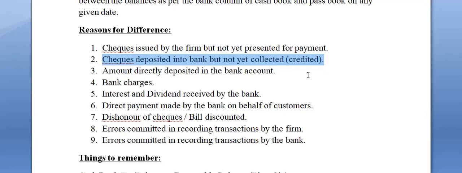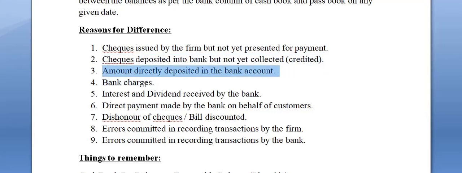Now, point number three, amount directly deposited in the bank account. What happens is that sometimes the debtor, without prior information, without informing you, may deposit the money into your bank account, and you have no information regarding that. So in the cash book, you will not record the same, but the money has already been deposited in the bank account. So in that case, there may be a difference in the passbook and cash book.